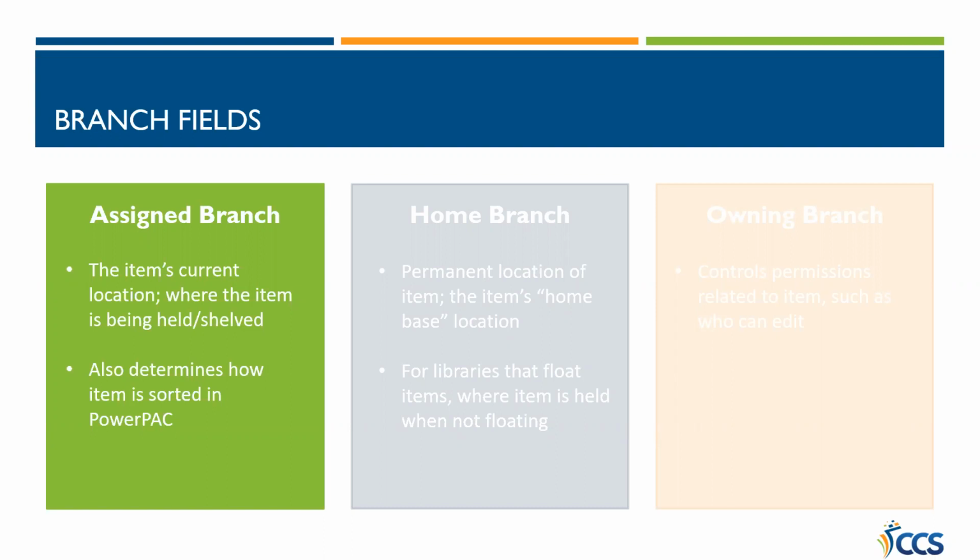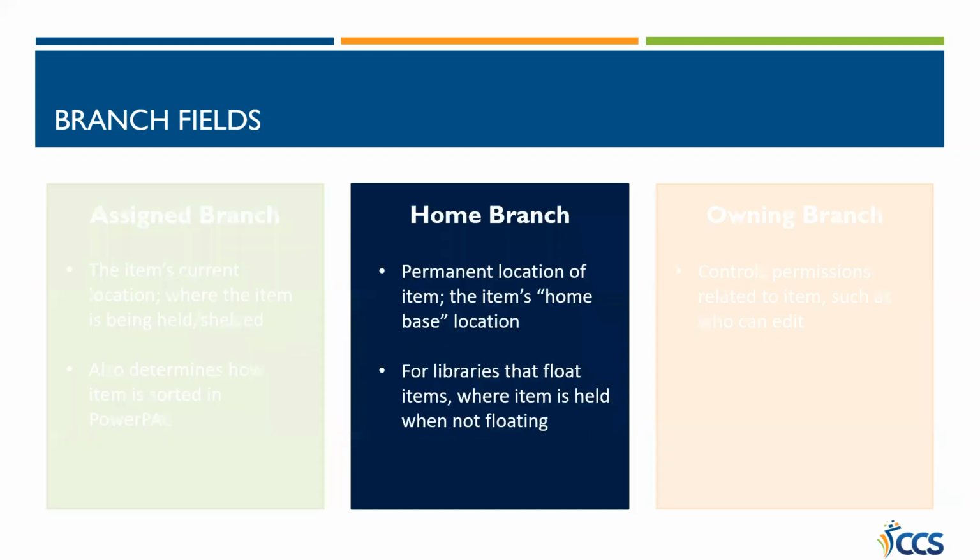But if you're one of those multi-branch libraries that allows items to float between your multiple locations, the assign branch will tell us where that item is currently living. The other thing assign branch does is dictate how the item is sorted in the online catalog, which we will see more of later on in the session.